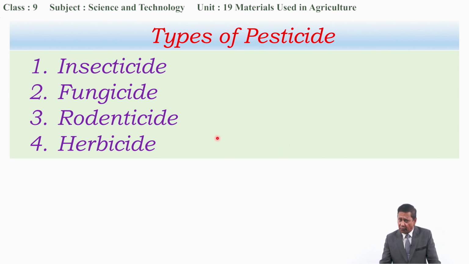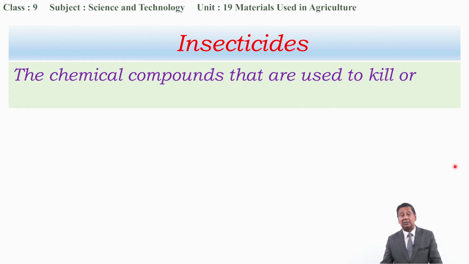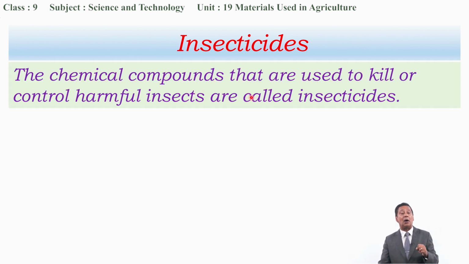Okay, fortunately or unfortunately, the word pesticide is not highlighted in our book. Instead of this, insecticide is highlighted. And that's why I want to go through this word insecticide. Actually, I mean to say all these are actually pesticides, but we are using the word insecticide especially. Now, what is insecticide exactly? Exactly, insecticide means the chemical compounds that are used to kill or control harmful insects.